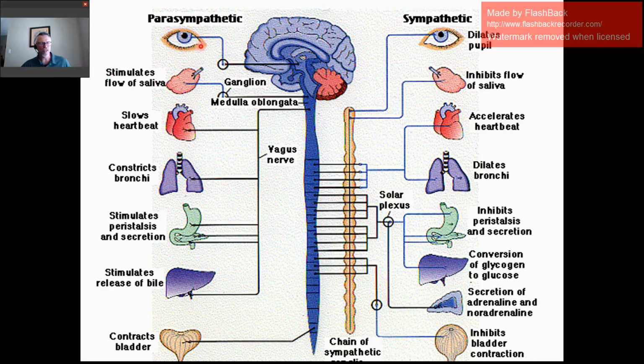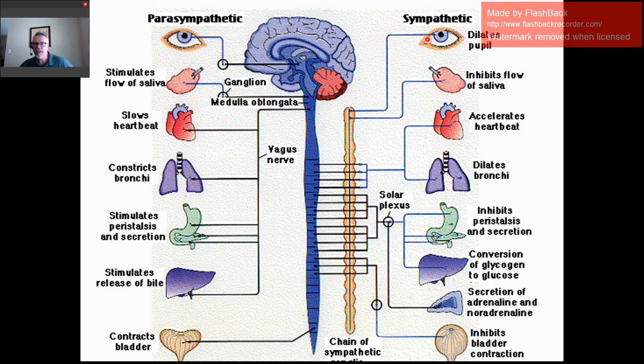Parasympathetic, that's your rest and digest components. So that's stimulating the flow of saliva, like you're chewing your food, slowing down the heartbeat, constricting the bronchi because you don't need so much oxygen. You stimulate peristalsis. That's the muscle movements in your stomach that make it churn and grind up the food that you've eaten. That's what peristalsis means here. And so you stimulate that. You stimulate secretion of digestion enzymes because remember, parasympathetic is about resting and digesting.